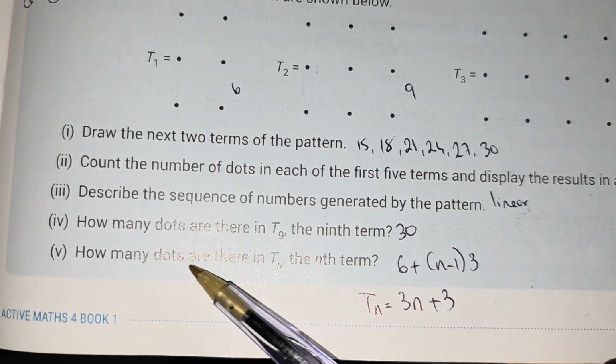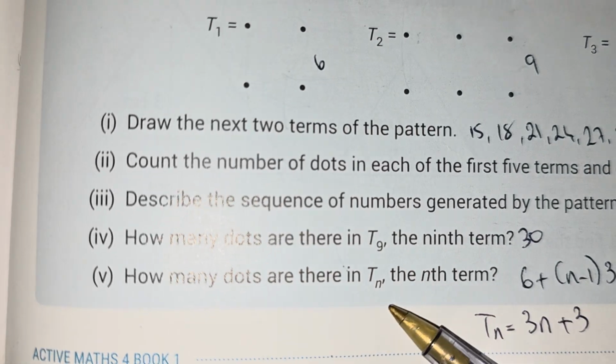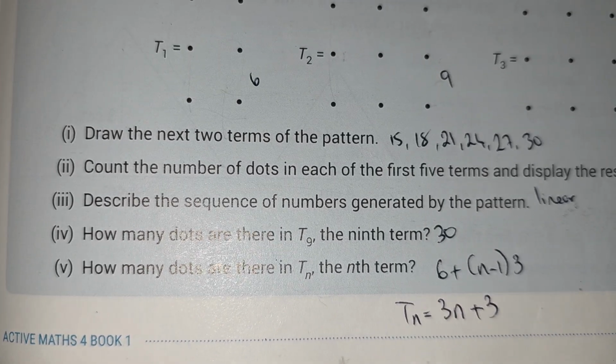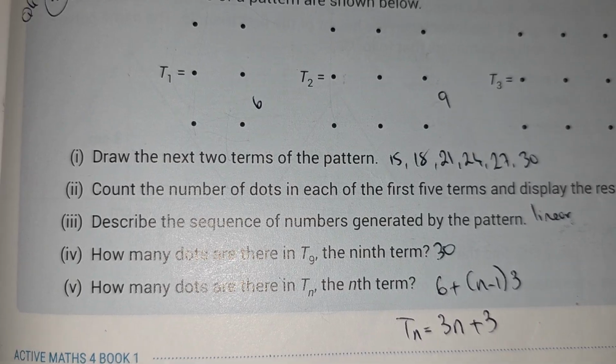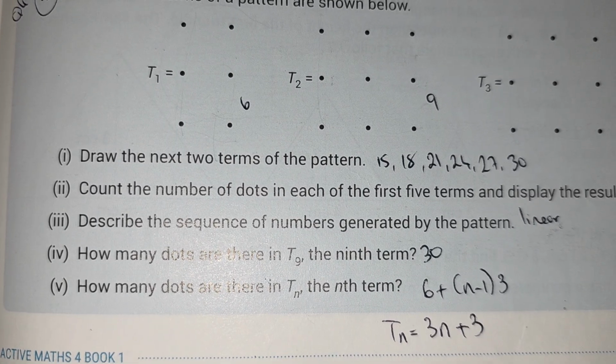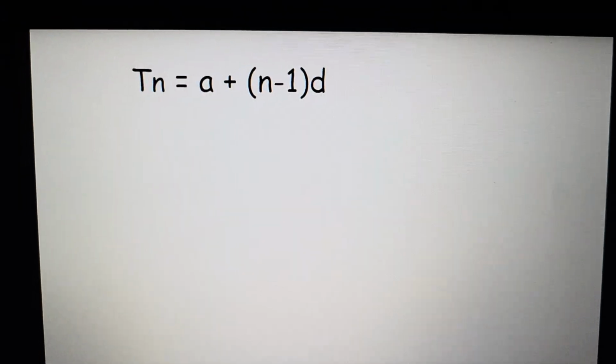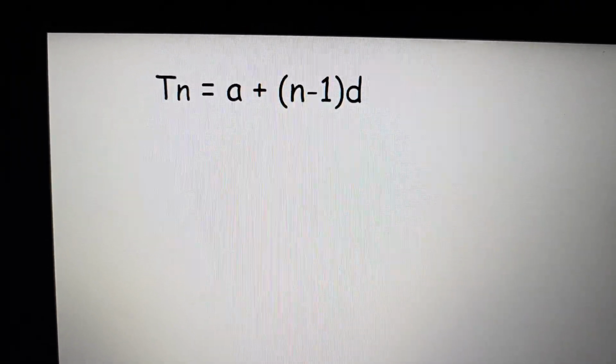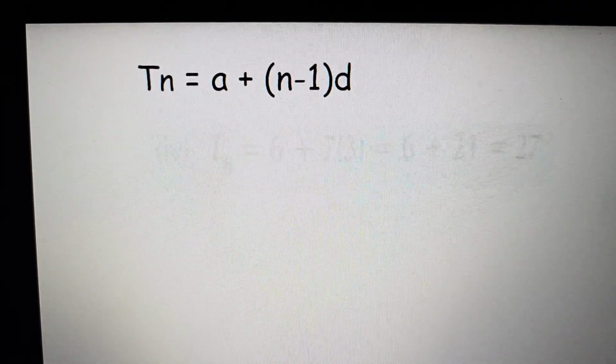How many dots are in the nth term of the pattern? So that means find the T of n formula. So it's a linear sequence or an arithmetic sequence, so you can use the T of n formula from the log tables, page 22. Okay, A is the first term. The first term was 6 because there were 6 dots in term 1. The common difference was 3, so we sub in.